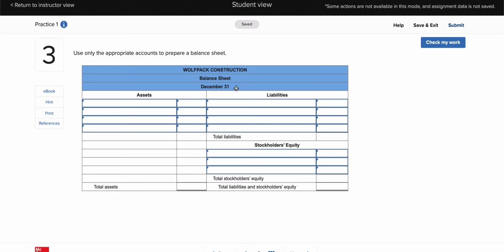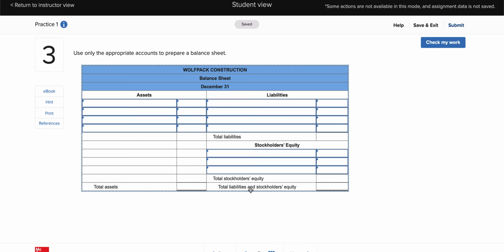And January 1st, it could look different as well. So only on this day did it have these particular numbers. So we're going to list all of our assets on the left side, and then the liabilities and stockholders' equity on the right-hand side. The key to the balance sheet is remembering that the total amount of the assets have to equal the total amount of liabilities plus stockholders' equity.